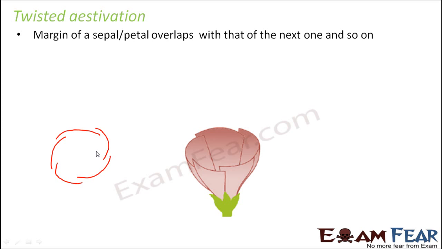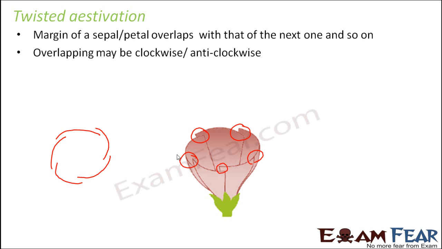Here also you can see the same thing. This is one petal, this is the next one, so there is a portion of overlap. Again, this is here, this is here, so there will be a region of overlap. Again, there is a region of overlap. So there are regions of overlap between any two petals or sepals. Now this overlapping can be clockwise or anti-clockwise. It can be this way as I have shown here, or it can also be like this, and then like this, and then this way.